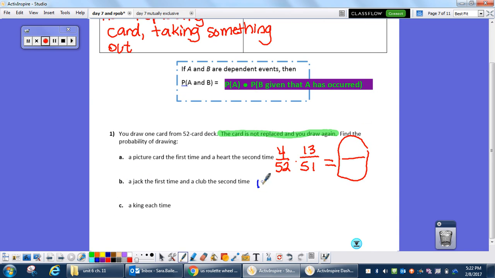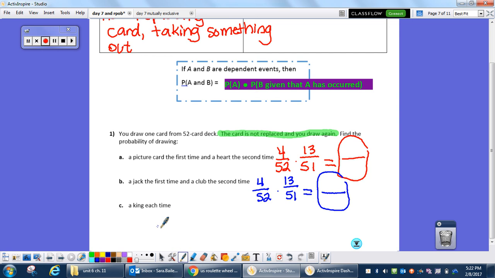Okay, and the next one, you have a jack. So there are 4 jacks. We're going to assume we get a jack, so there's 51 cards left. And now, we don't necessarily have to get the jack of clubs, so that's not going to affect the club part, but it affects the total part. So there's 13 clubs. Oh, shoot. There are 4 jacks, not 13. Okay, and that's probably going to be the same answer as part A.